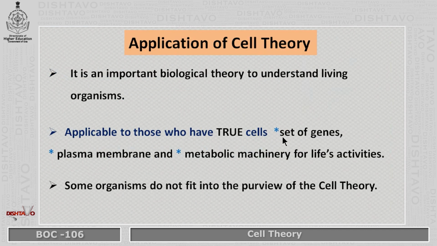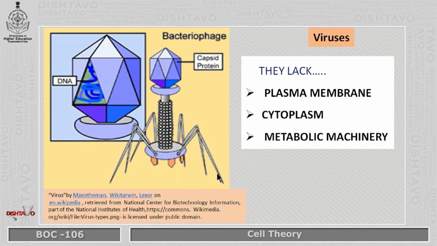Now, why is this cell theory used to understand how life exists? This cell theory can be applied to all living organisms because we understand the organism. But it is applicable only to true cells. Cells which have a set of genes, they have the plasma membrane, they have their own metabolic machinery for life activities, which some organisms do not have. So, some organisms do not fit in the purview of the cell theory.